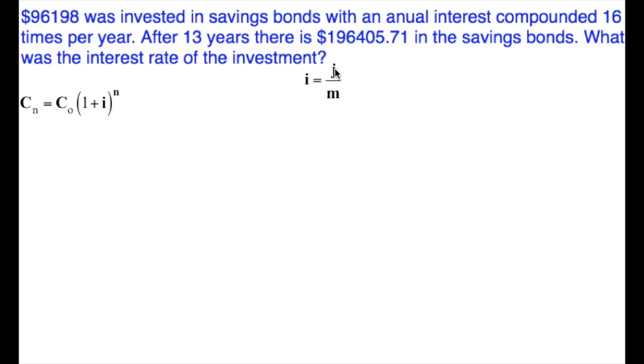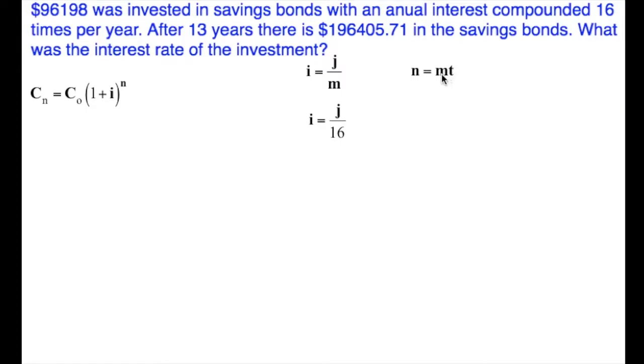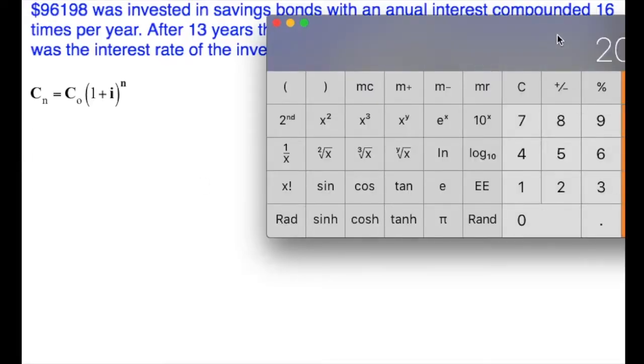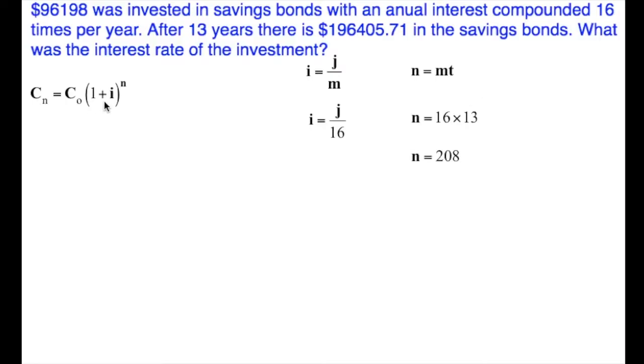i is j, the nominal rate, the compounded annual rate, divided by m, the number of compounds per year, or 16 compounds per year in this case. We don't know what the interest rate is, but we know we're compounding it 16 times. i is going to be j over 16. n is going to be m times t, the number of compounds times the number of years. The number of compounds is 16 times 13, which is 208.